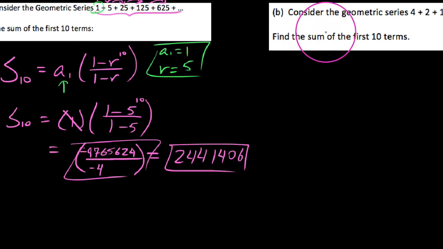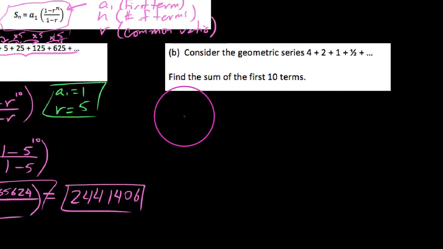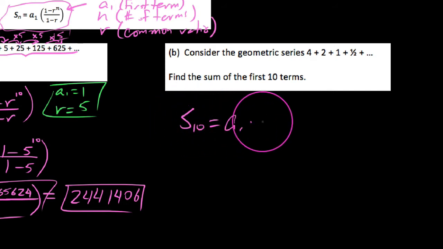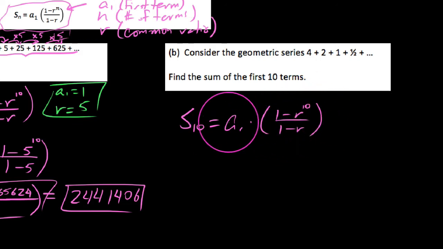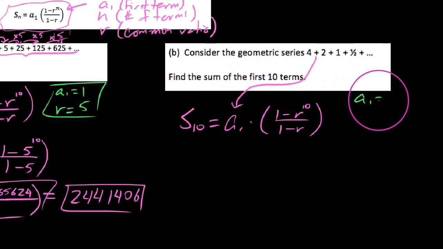Let's try this again. If we have a different geometric series, we want to find the sum of the first 10 terms. So we want S10. So we need a1 times 1 minus r to the, in this case, n, and n is 10, over 1 minus r. So now we need the first term, so good news, we have our first term here. We say a1 equals 4. Now r, we need to find r.